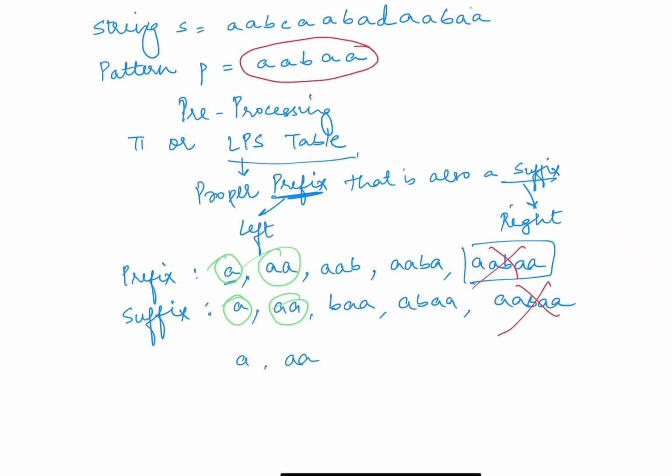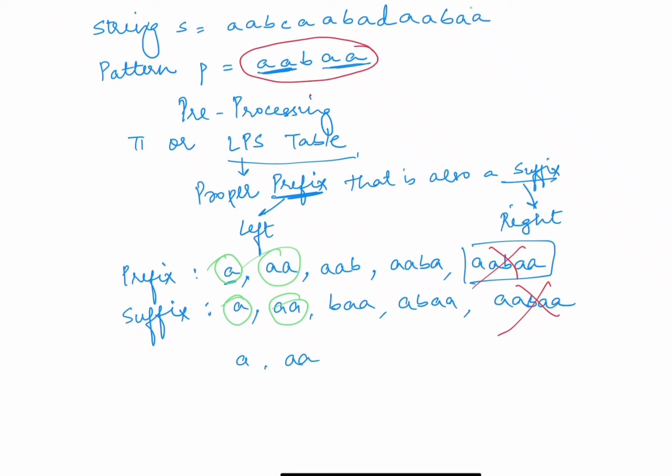Put in another way, it is any part of the string that is again repeated in the later half. So if you see, this AA is being repeated in the later half of the string. So this will help us skip the characters while doing the pattern matching.